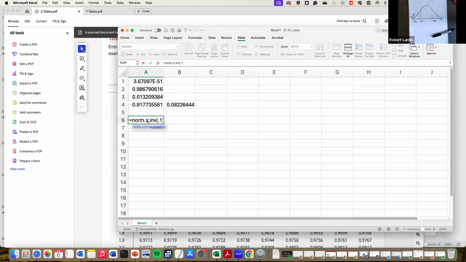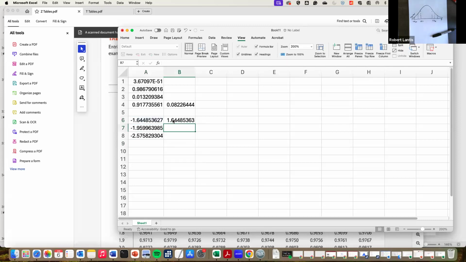Excuse me, 1 divided by 2, right? Alpha divided by 2. Norm.s.inv of 0.05, alpha divided by 2, and norm.s.inv of 0.01 divided by 2. Now, obviously, I don't want the negative sign here. I could use the absolute value or my trick of 1 minus. Although here, technically, this is only one of my critical values.